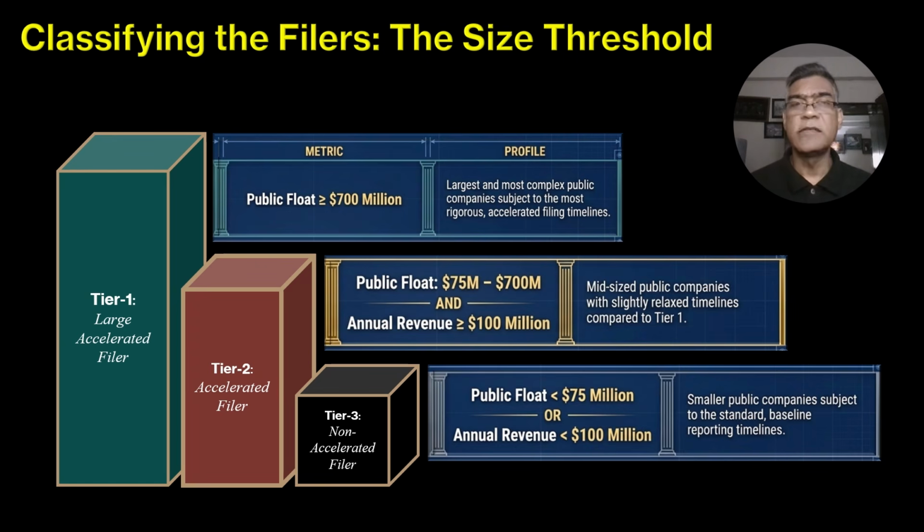So why all these tiers? Simple. One size does not fit all. The SEC matches rules to reality. Bigger, complex companies report faster and deeper. The smaller ones get reasonable timelines.